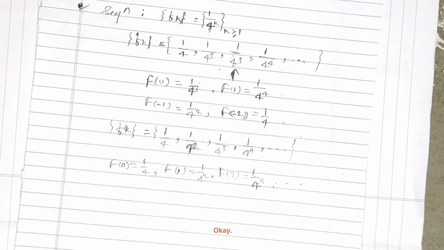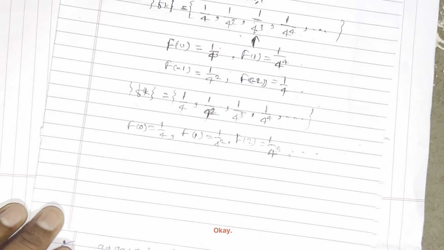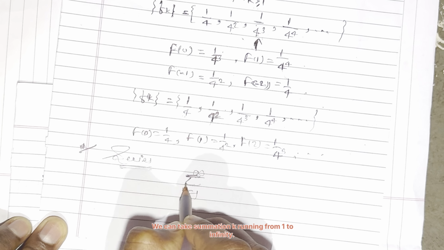Now let me explain what a series is. Series is one of the easier topics; you have already learned about it. A series can be written as a summation, with k running from 1 to infinity.